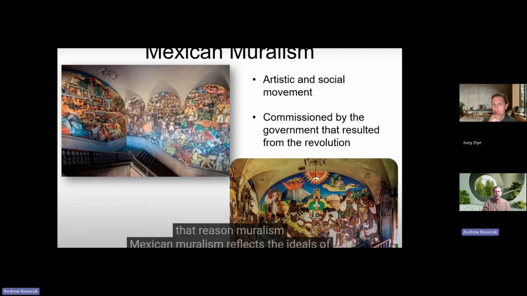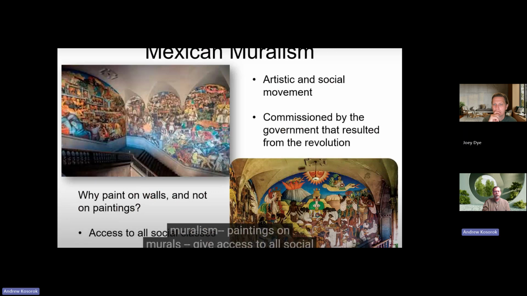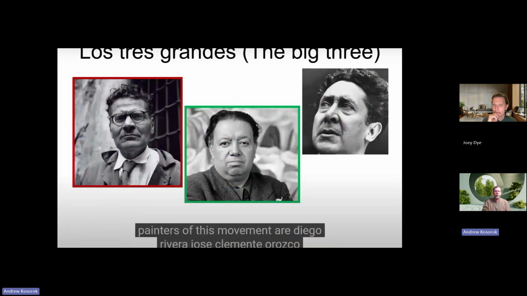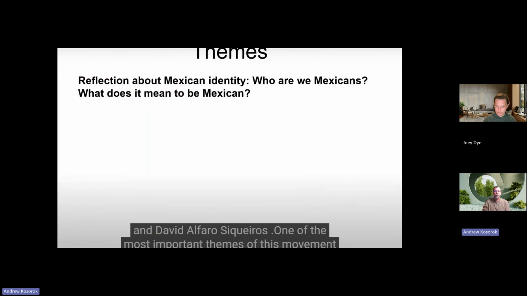Muralism reflects the ideals of the Mexican Revolution. Why paint on walls and not on paintings like in a regular museum? Muralism, paintings on murals, gives access to all social classes to culture and also serves the purpose to educate the people. The main painters of this movement are Diego Rivera, José Clemente Orozco, and David Alfaro Siqueiros.